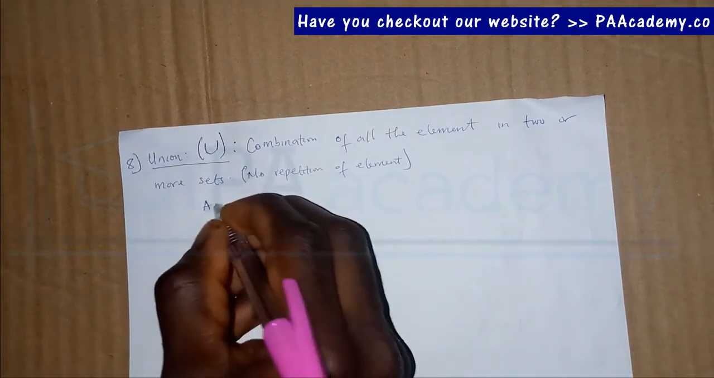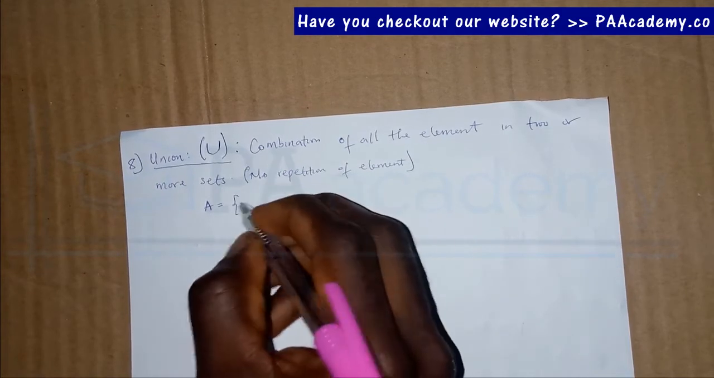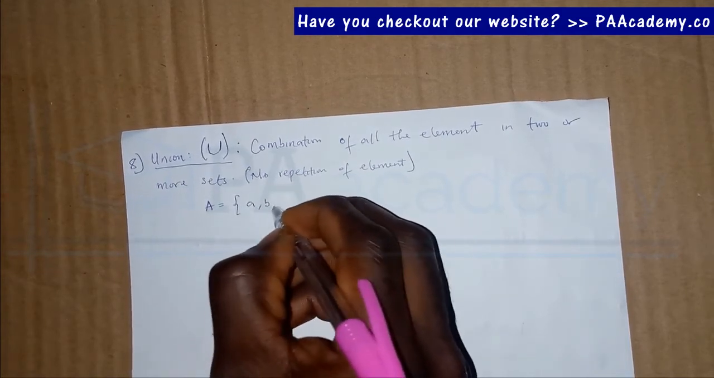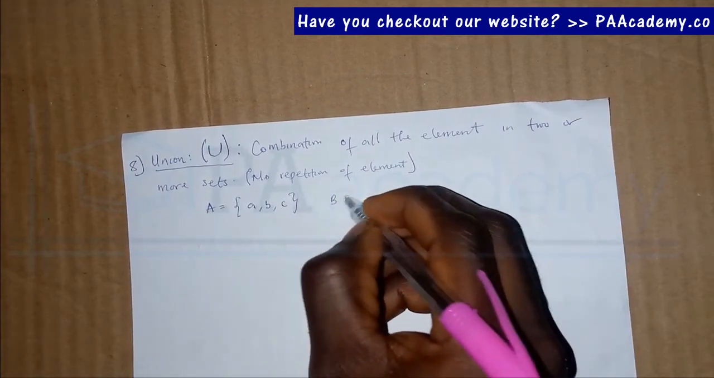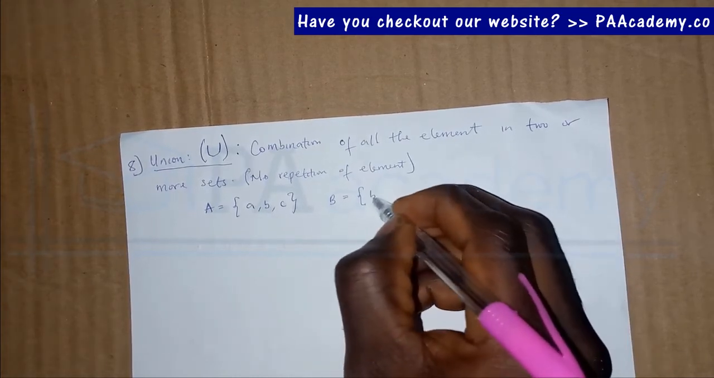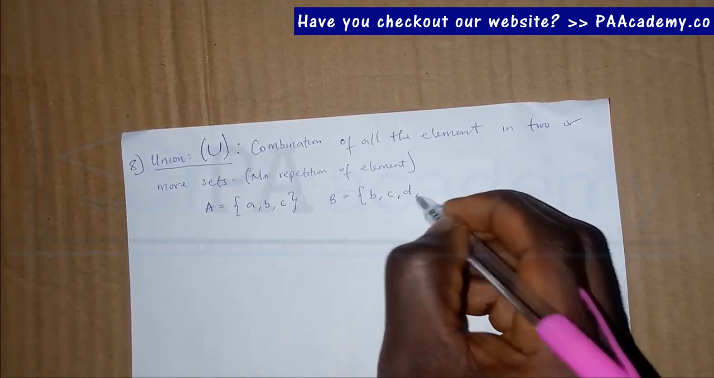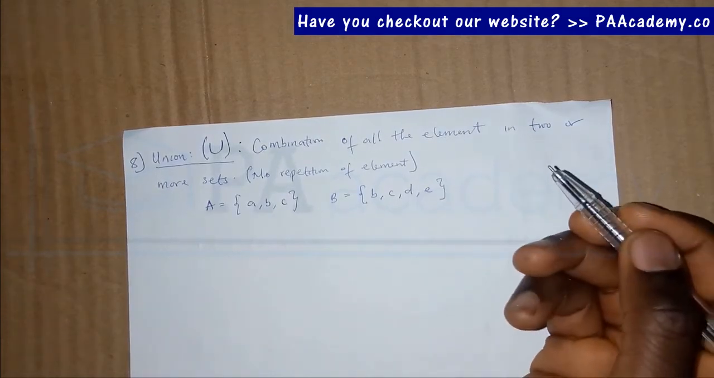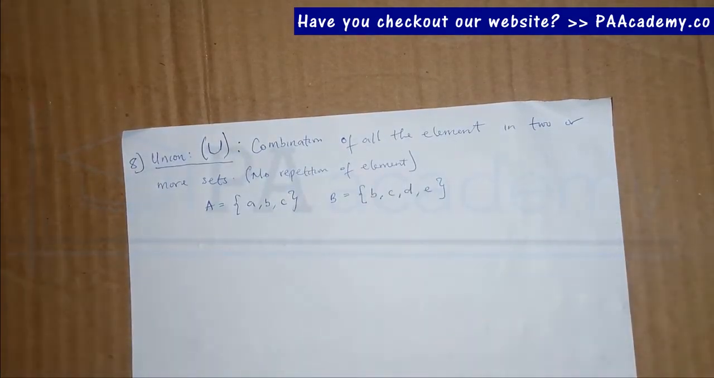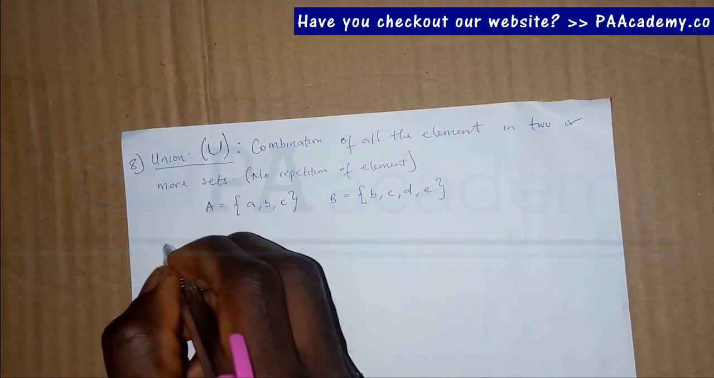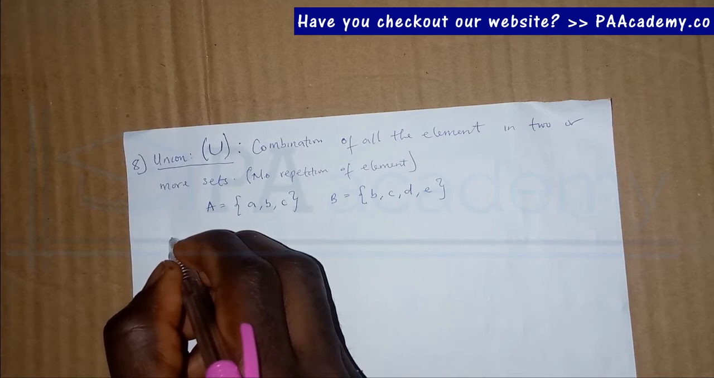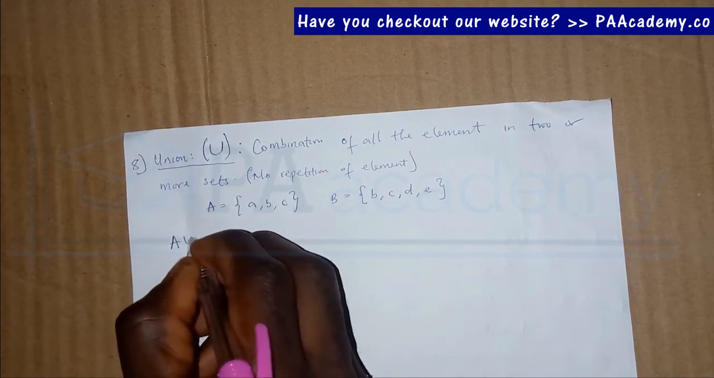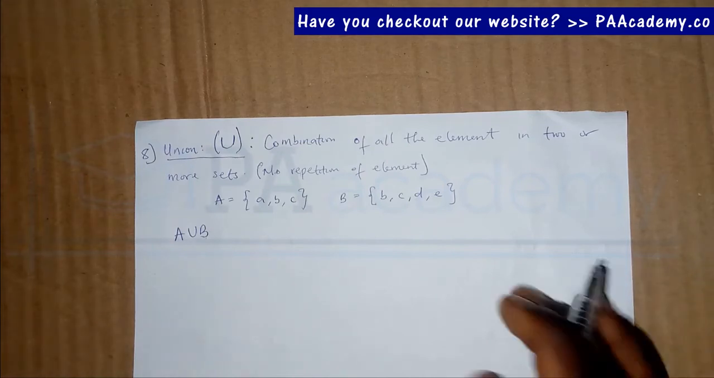So if you have a set A with the following elements, A, B, and C, and then you have another set B with the following elements B, C, D, E. Now these are two sets already, A and B, and we are asked to look for the union. So this is how it will look like. If in a question you are asked to look for A union B, so that will be A union B.